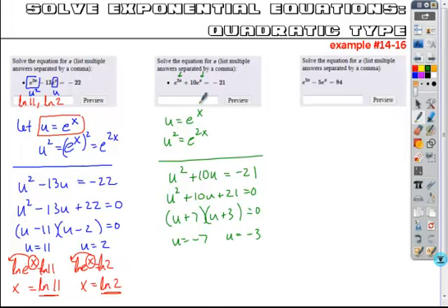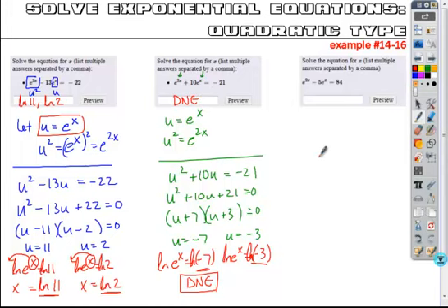When you back substitute to test and solve for x, you get e to the x is equal to negative 7, e to the x is equal to negative 3. And if you tried to take the ln of both sides, what happens right here? Can you take the log of a negative number? No. Same here. If you take the log of both sides, it's the log of a negative number. So this one does not exist. So there is no solution for this problem.